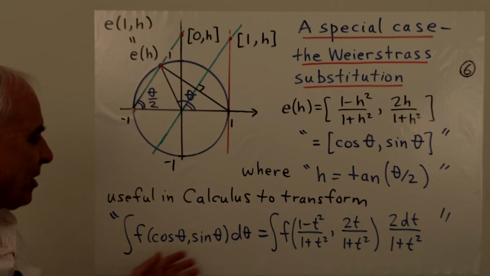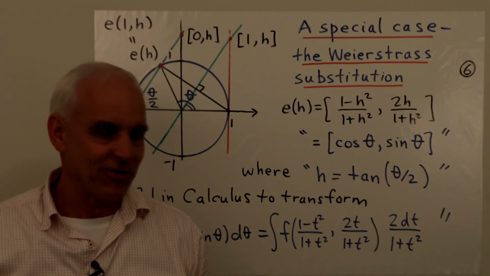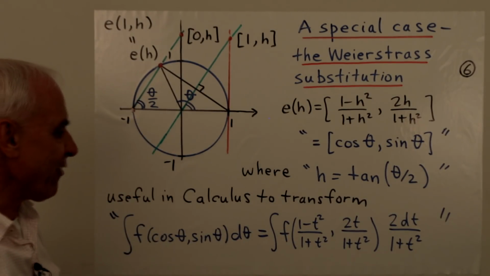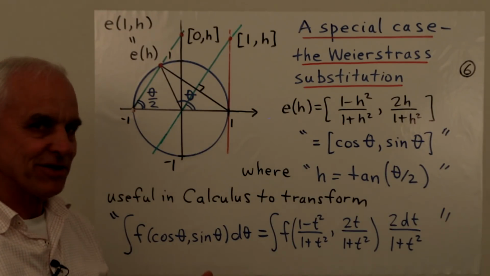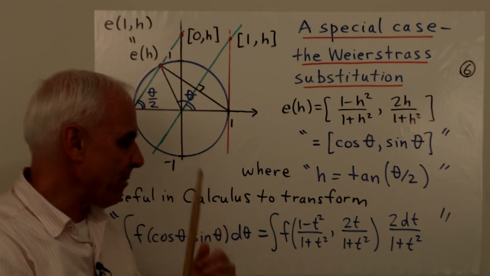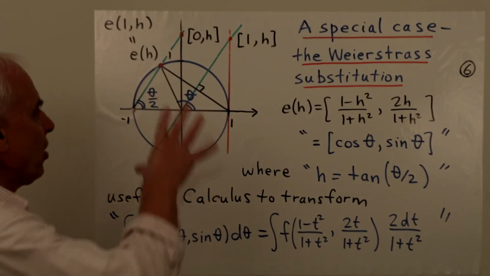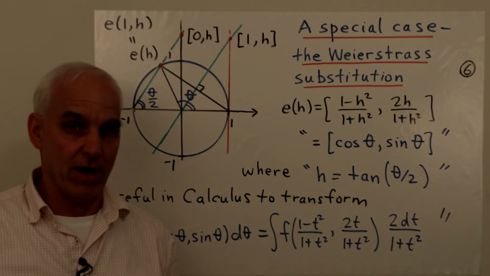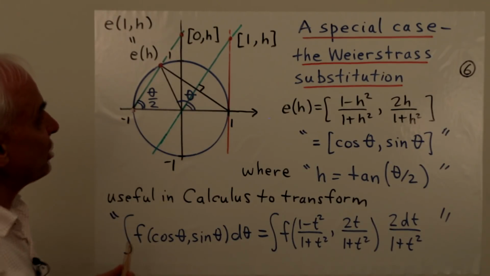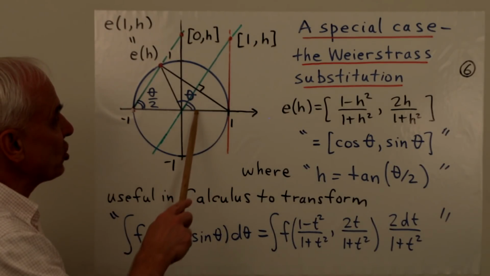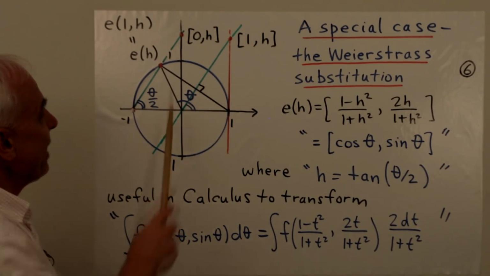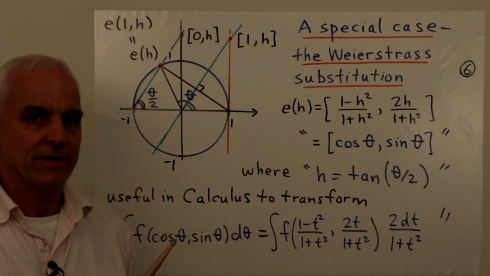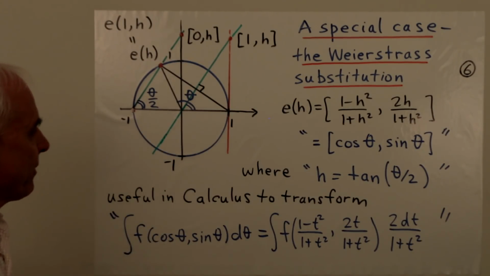So this has sometimes been called the world's trickiest substitution. It is quite clever, and undergraduates who learn it often feel it's just like a rabbit out of a hat, but it's really all happening as a consequence of the geometry of this diagram, and in particular the relationship between this quantity h and this point e of h over here.